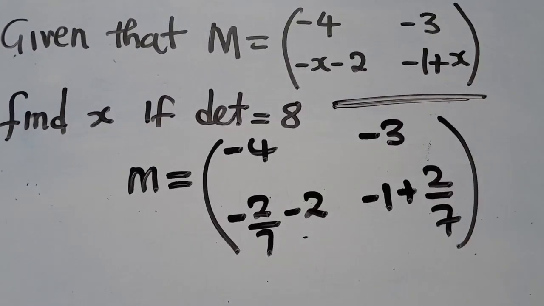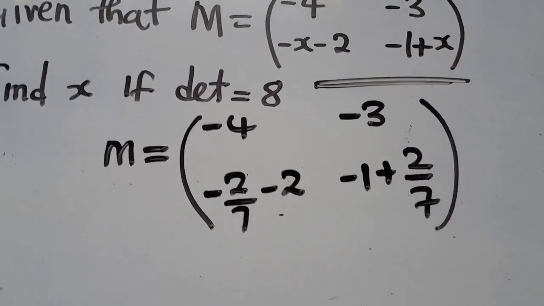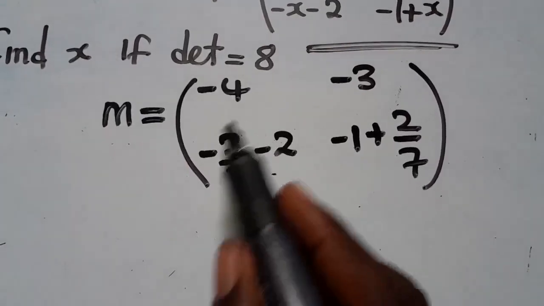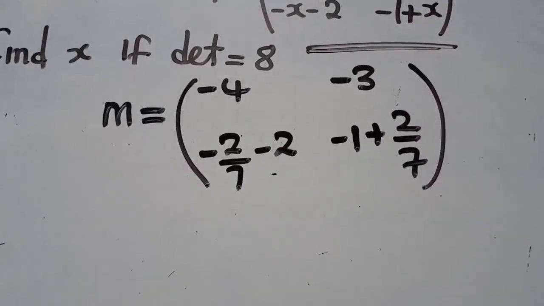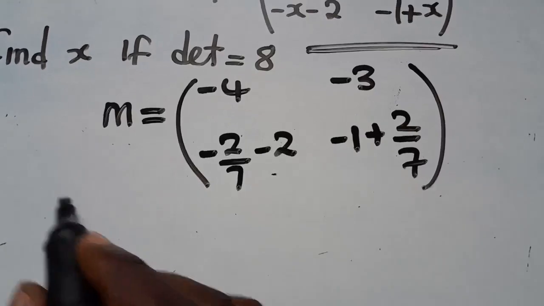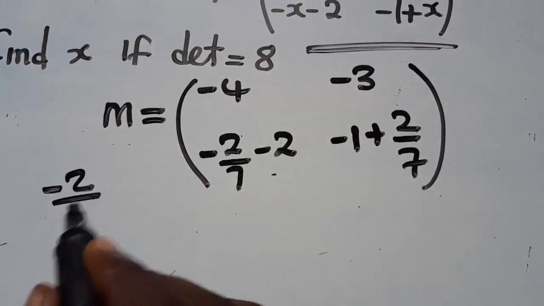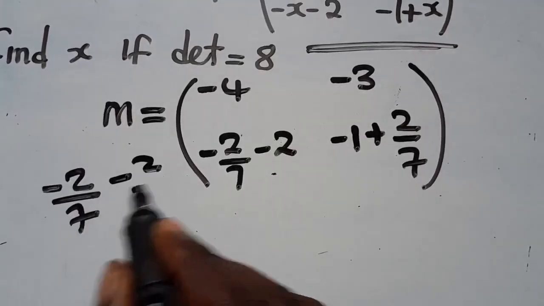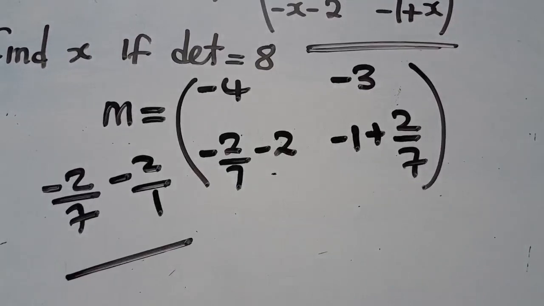So with this matrix that we formed, we evaluate this part so that we just have one thing. So if we evaluate this part, that is negative 2 over 7 minus 2. You put over 1 here. What is the lowest common denominator there? 7.